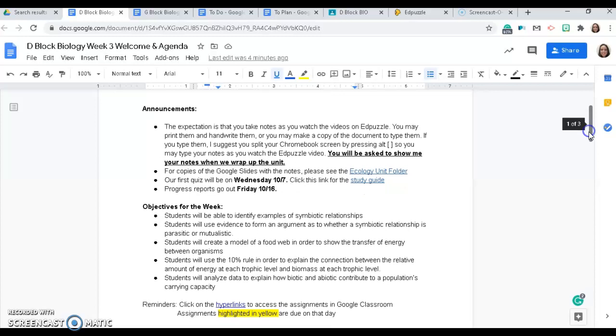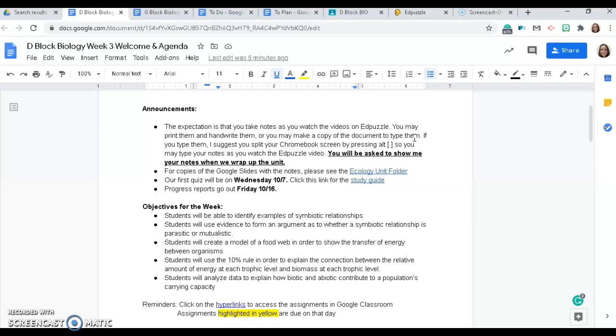So this week, you're going to have some notes to take. You may print them and handwrite them if you wish, or you may make a copy of the document and type them yourself. I provide a fill in the blank note sheet for you, so you do not have to take your own notes in a notebook.